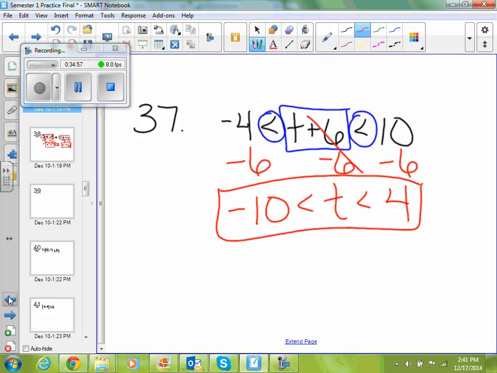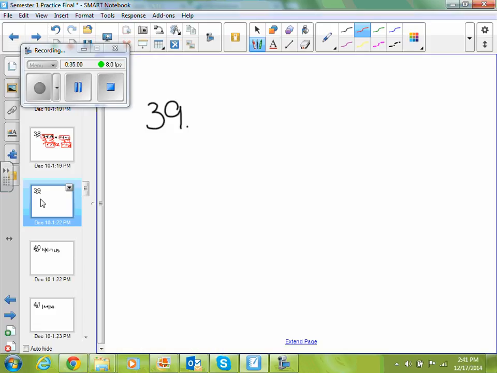Okay, go ahead. So 39 says one day the high temperature was 84 degrees Fahrenheit and the low temperature was 68 degrees Fahrenheit. Write a compound inequality to represent the day's temperature. A compound inequality is where you have a variable in between two inequalities. So you know right away that you're going to have something that looks like that. We also know our high temperature was what? 84. Bigger number goes on the right. So 84. What was our low temperature? 68.